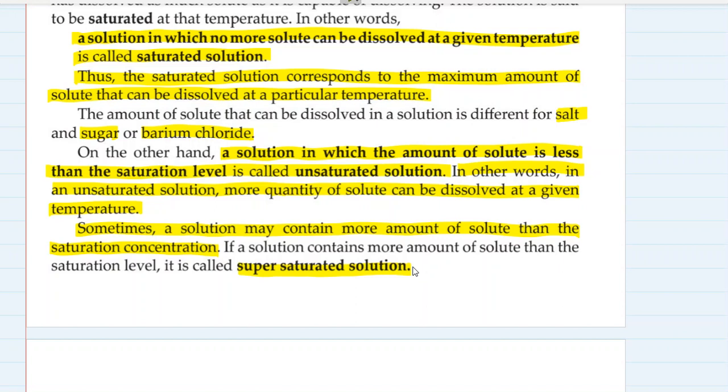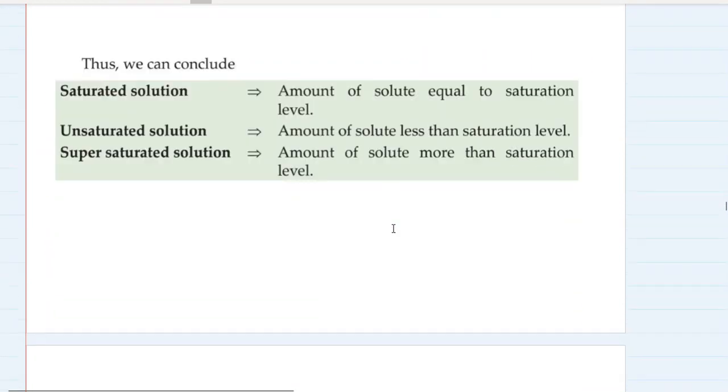So the water already contained the maximum amount of solute, but what we did was we did a trick. We started heating it. When we started heating it, the volume of the water increased, it expanded, and more amount of solute which was not able to get dissolved initially now got dissolved in it. So we created a solution which was already saturated. We converted it into supersaturated solution. We dissolved more amount of solute in it by heating it, right? So we increased its saturation level, and we call it a supersaturated solution.